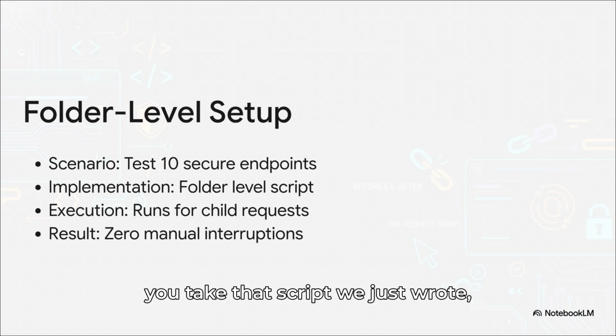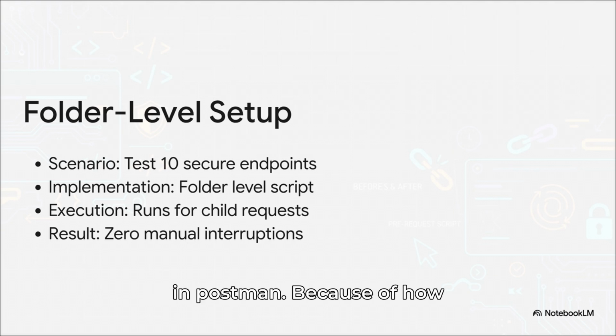Instead, you take that script we just wrote and you paste it at the folder level in Postman. Because of how Postman's execution hierarchy works, that single script now runs automatically for every single child request inside that folder. The result? 0 manual auth interruptions. You just click through all 10 tests, seamless as can be.